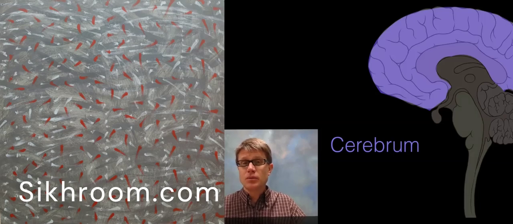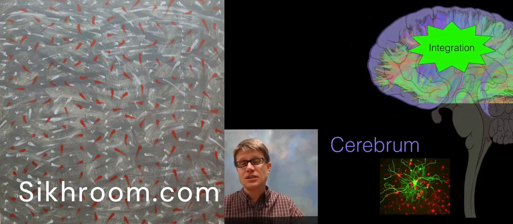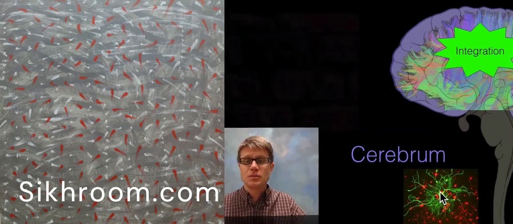If we keep moving up, then we get to the level of the cerebrum. What's the function of the cerebrum? That's integration. So what we're doing is making sense of all that data that comes in. What makes up that cerebrum are all these neurons. There's tons of neurons that are connected together, billions of neurons and billions of synapses or connections between these neurons. And that's where we're making sense of information as it comes in.